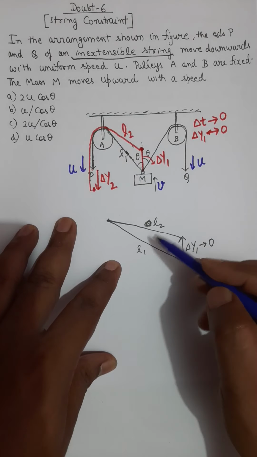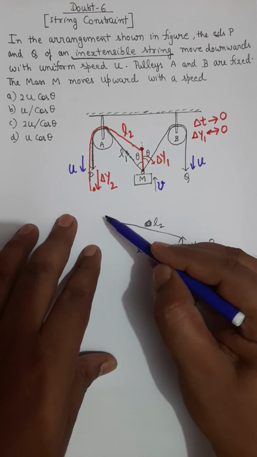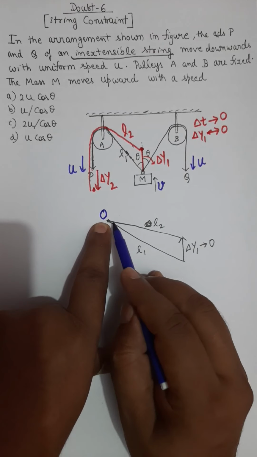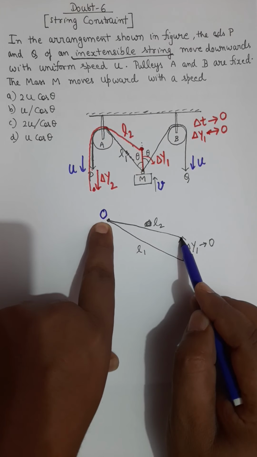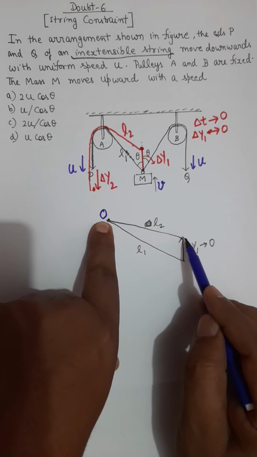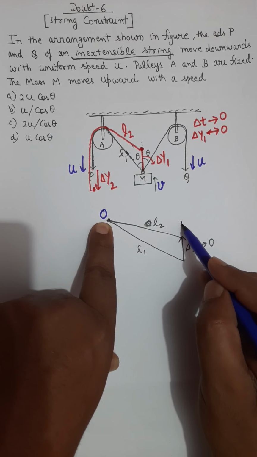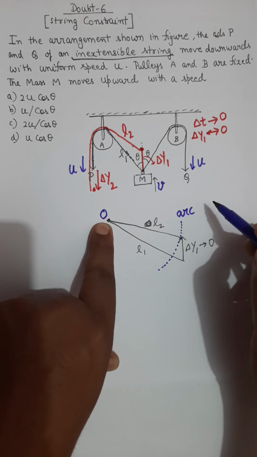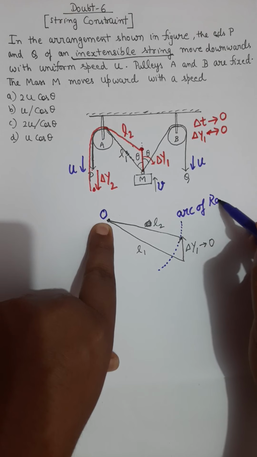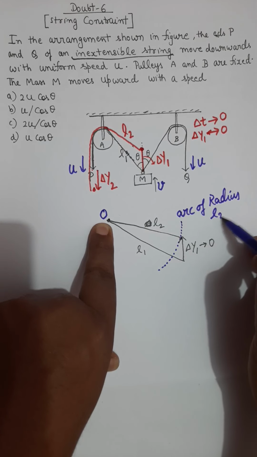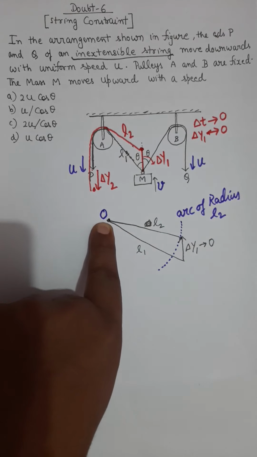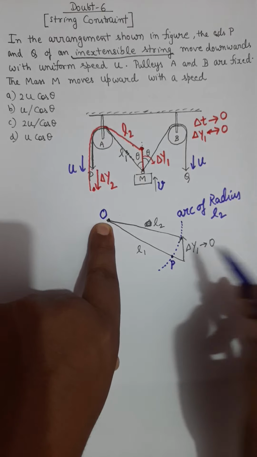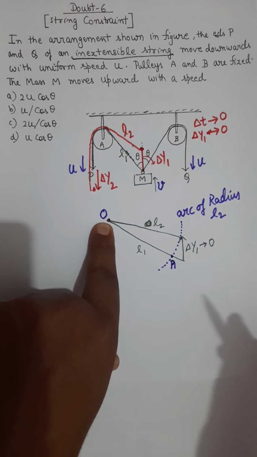What I am going to do is, considering this, let's say it is a point O, considering O as a center point and taking this L2 as radius, I will draw a circular arc. So this is the arc whose radius I have taken as L2. This is the arc of radius L2, and the center of this arc will be at point O. And let's say this point is P. Let's say this point is A.